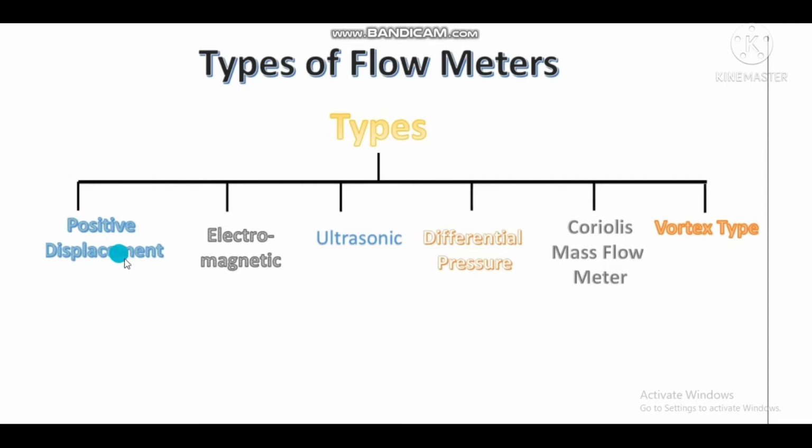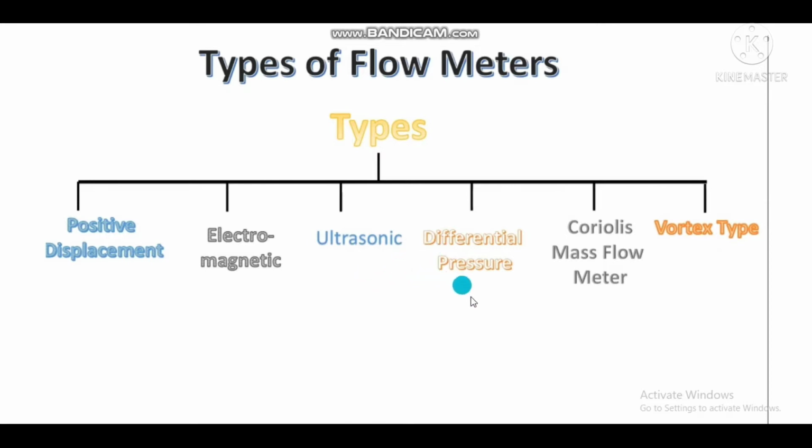First is the positive displacement flow meter. This depends upon the phenomenon of displacement in the positive direction when the liquid is flowing through the pipe. The second one is the electromagnetic flow meter, which depends on Faraday's law of electromagnetic induction. And then there is the ultrasonic flow meter, which depends upon ultrasonic sound in the device, and this ultrasonic sound helps in figuring out the flow rate.